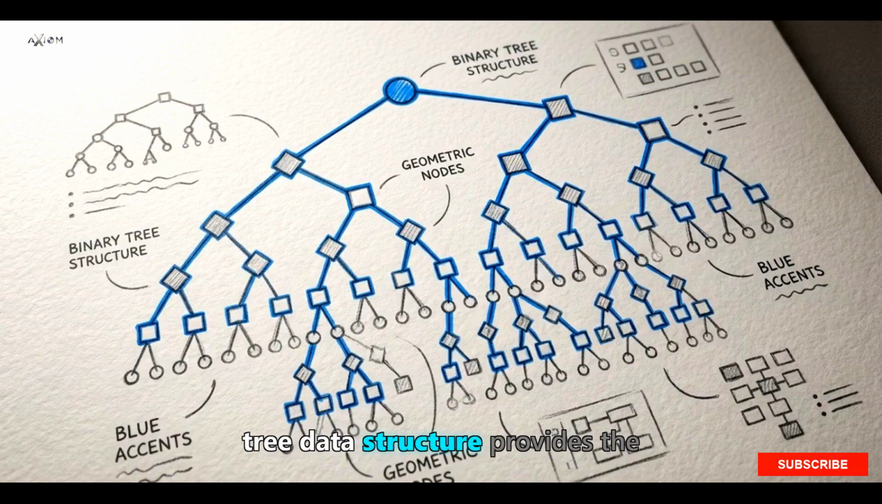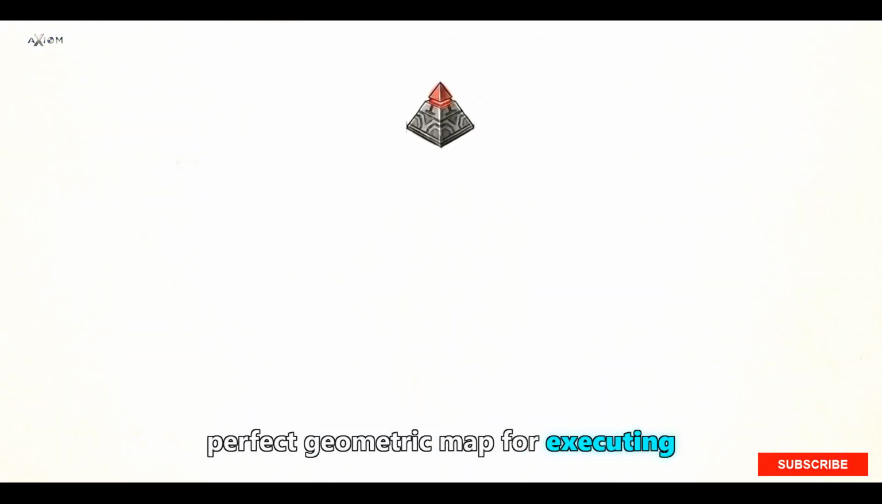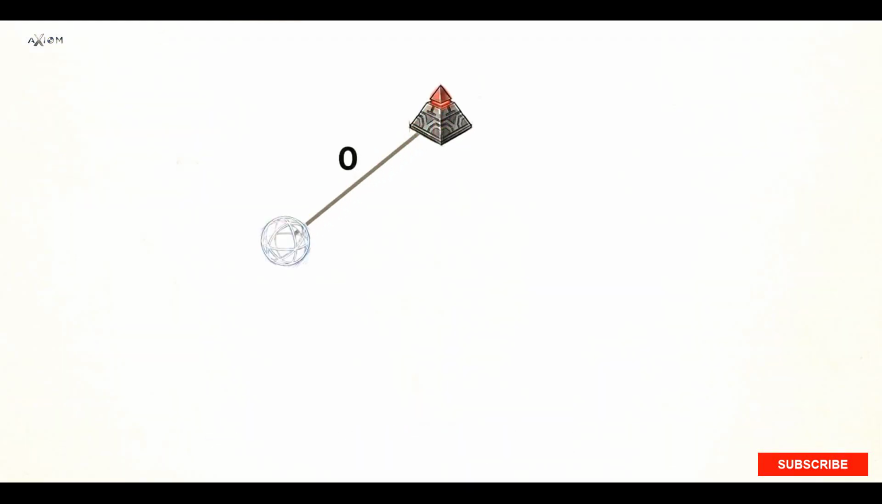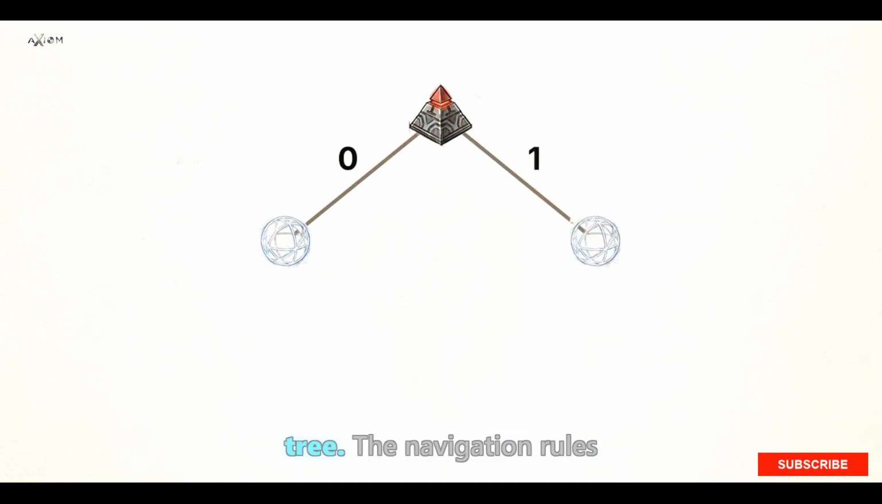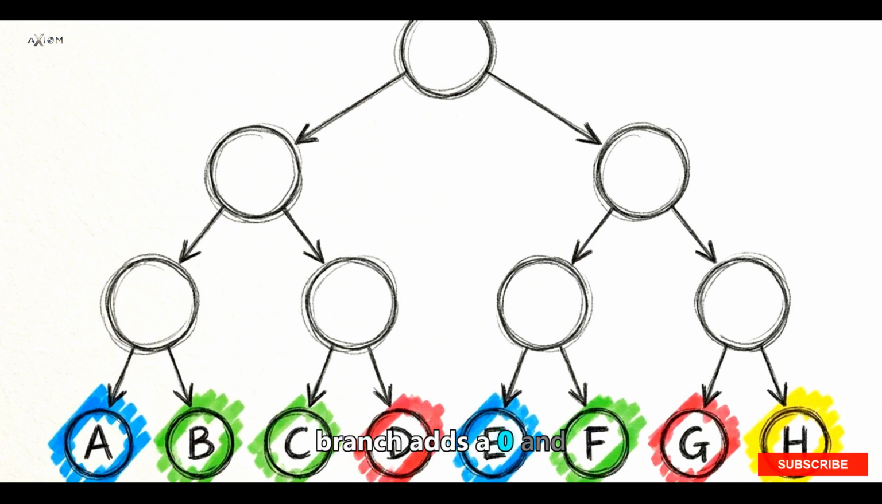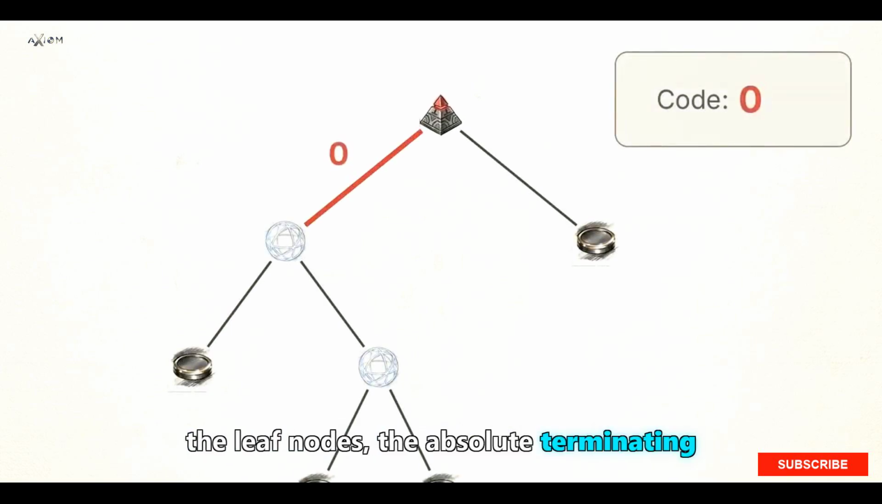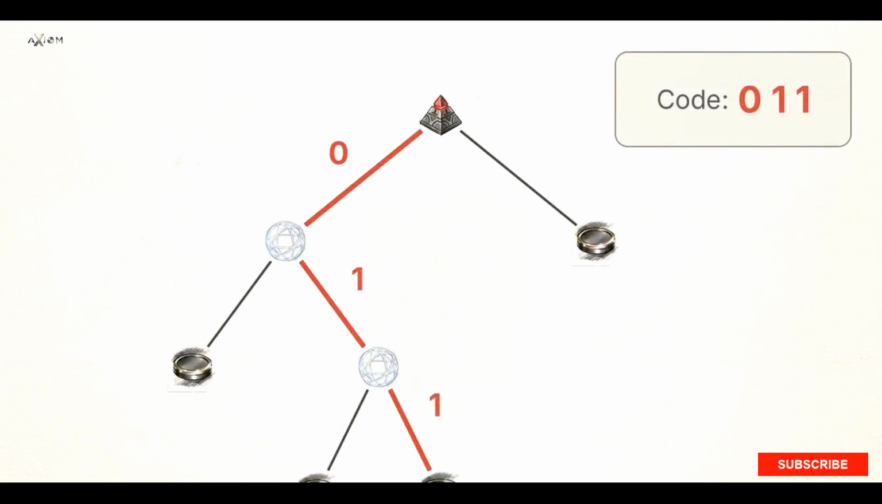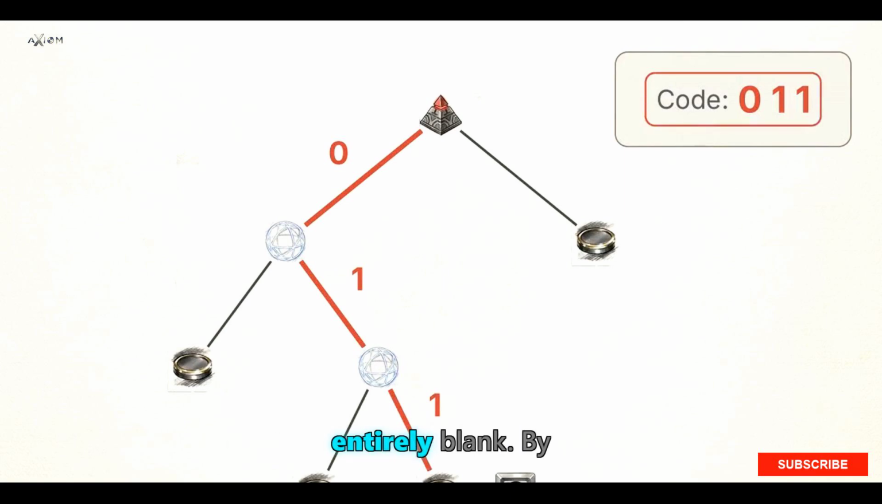The binary tree data structure provides the perfect geometric map for executing prefix-free logic. This diagram shows an empty binary tree. The navigation rules are strict. Moving down a left branch adds a 0, and moving down a right branch adds a 1. Characters are only assigned to the leaf nodes, the absolute terminating ends of the branches. All internal connection nodes remain entirely blank.